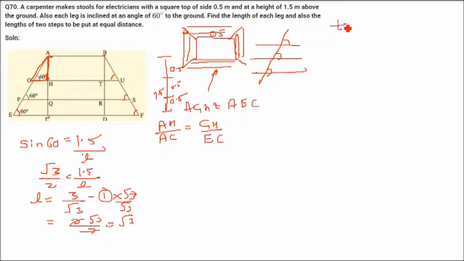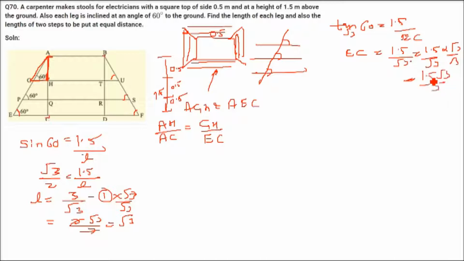So for finding this EC, let me take tan 60 is equal to this whole height, which is 1.5, by base, that is EC. So tan 60 is root 3, so EC is 1.5 by root 3. Multiplying numerator and denominator by root 3, this is going to be 1.5 root 3 by 3, and that is 0.5 root 3. So EC will be 0.5 root 3.